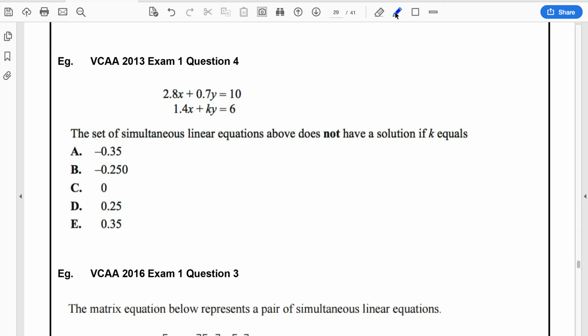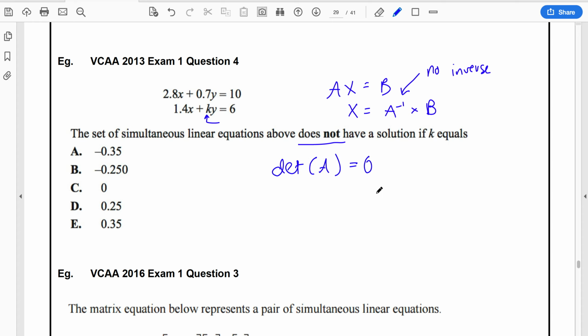So as you can see, we're given two equations with this one, and the information given is that this set of linear equations does not have a solution. However, we want to know what the value of k must be if it doesn't have a solution. So the first thing that I consider is that if it doesn't have a solution, that means that when I try and set up my matrices in that form and then I try and solve like this, I don't have an inverse for matrix A. So that means that the determinant of that matrix must be equal to 0.